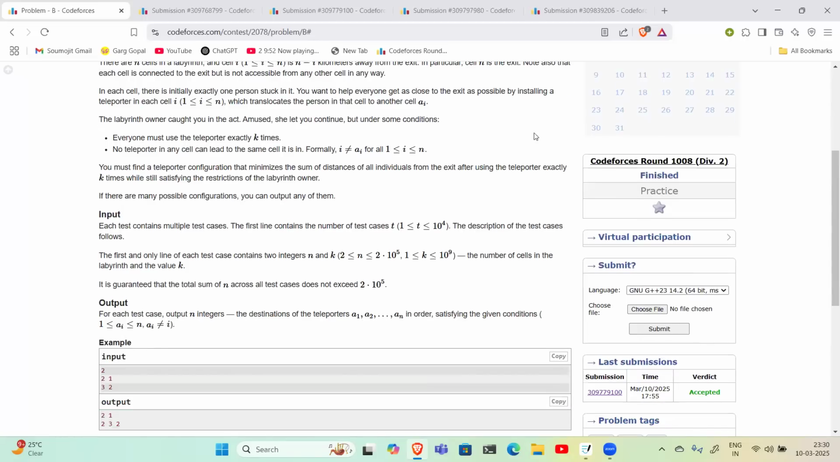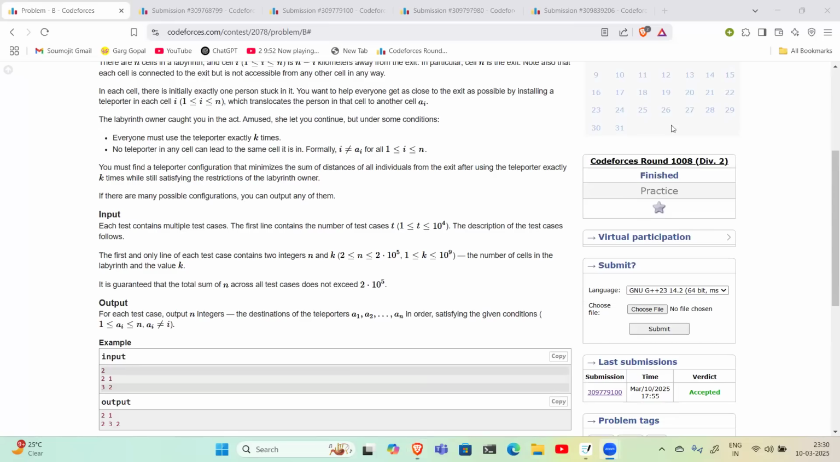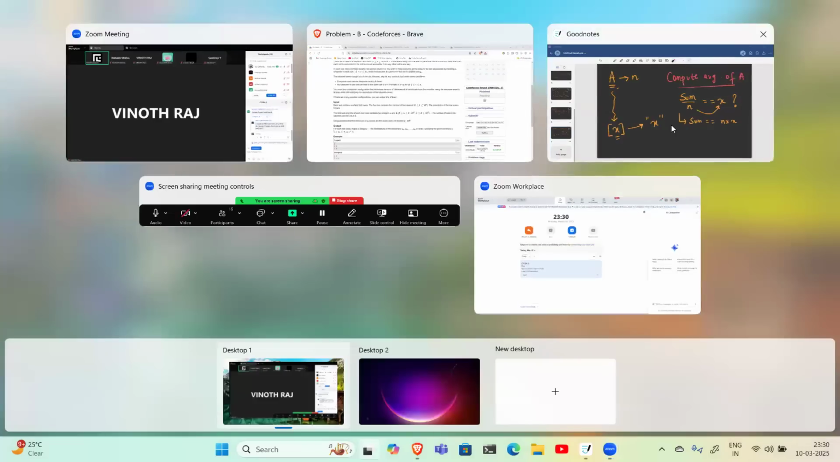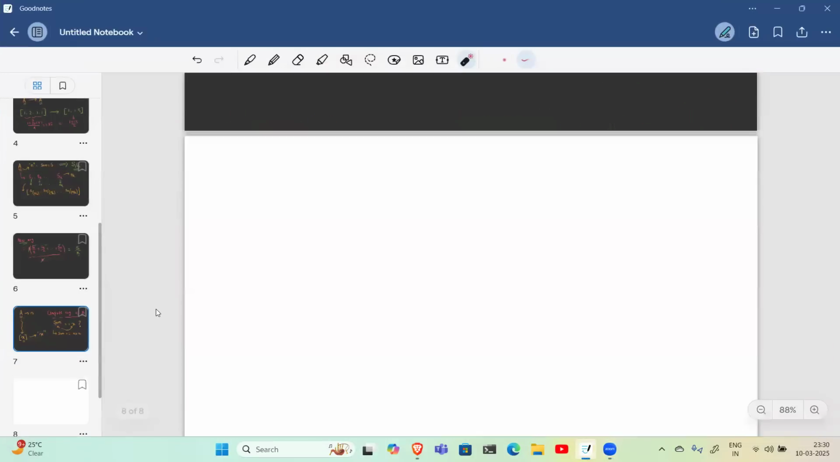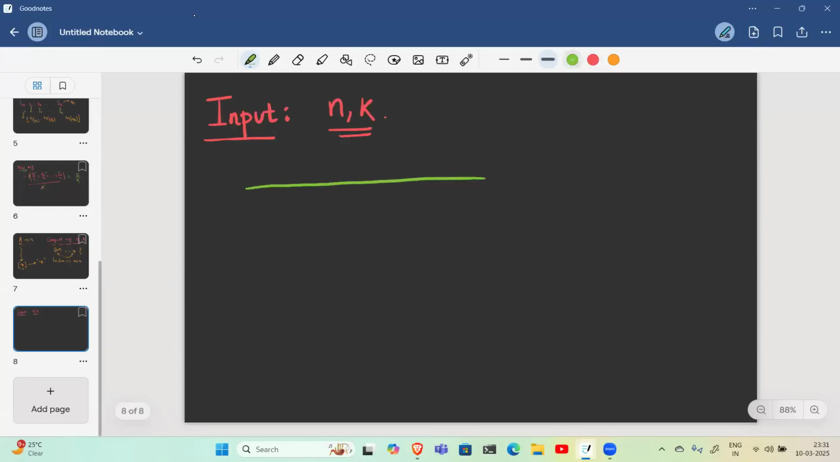Okay, great. So let me explain the problem statement once. So this is question B. The input is simple. They will give us two integers n and k. Okay. So what does the question say? The question says that you have a labyrinth. You have a labyrinth like this of n cells. Okay. So there are n cells.